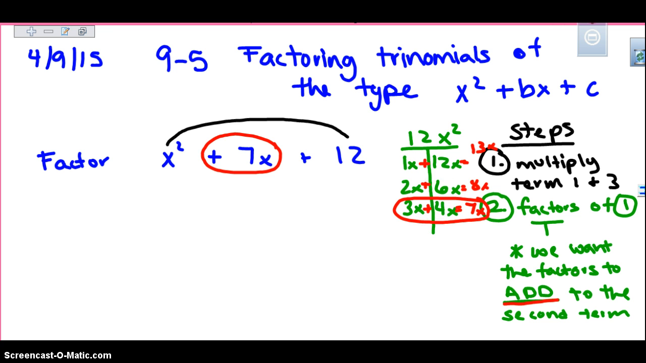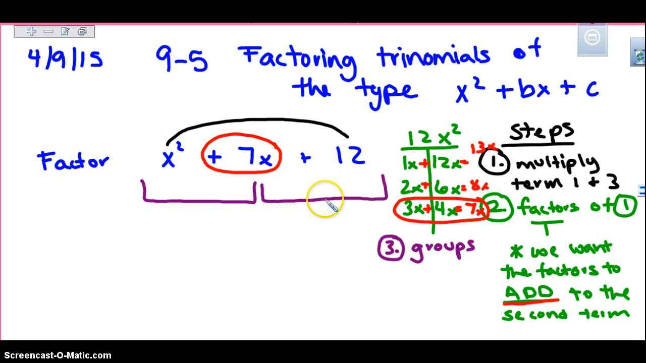So step number 3. Step number 3 right here. Create groups. So my first group, and I'm leaving some space, is going to look like a little basket. From the first term to half of the second term. From half of the second term through the third term. You see the little baskets, creating two groups.